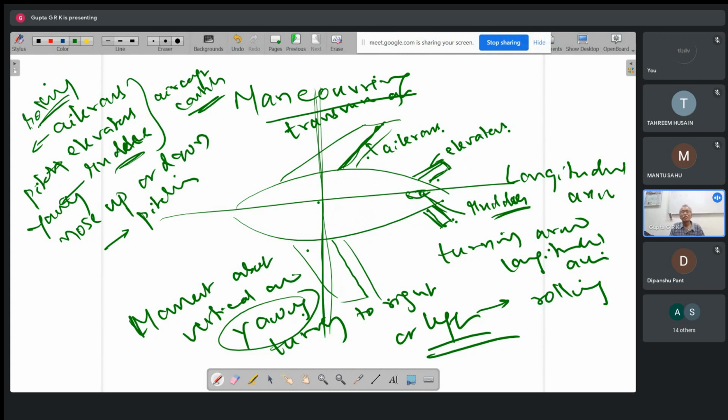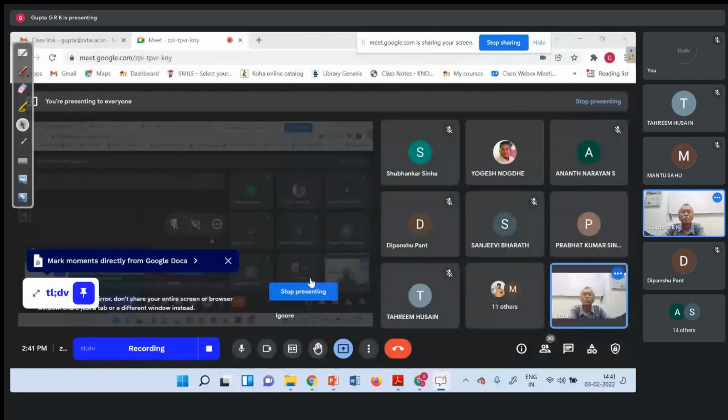This is the way the maneuvering is done. Is it clear? Time is there, so I will show you on video, just 5 minutes.